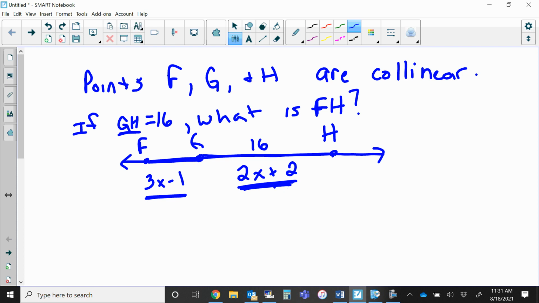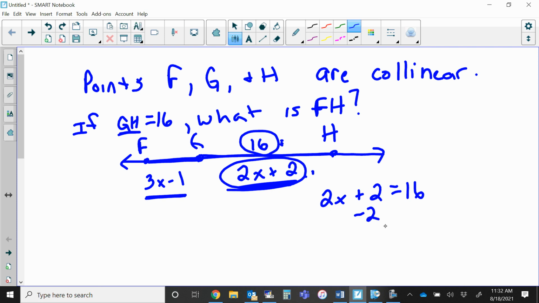Okay, so what you're saying is, since I know that this is 2x plus 2, and I know that this is 16, I know those two things are equal. And if I know they're equal, then I can make an equation. I can make an equation that says 2x plus 2 equals 16. And then I can use my algebra skills to work backwards. Are you following this? Yeah. So I'm going to minus 2.